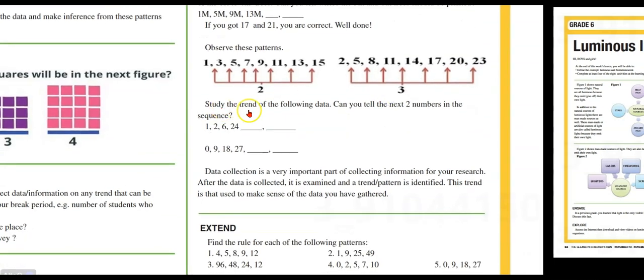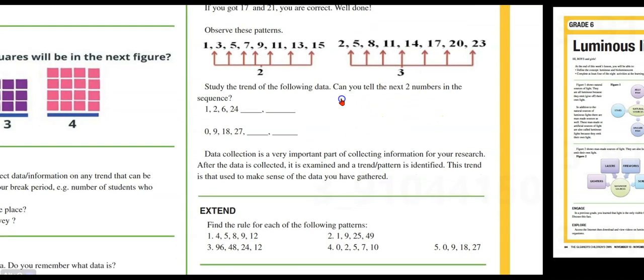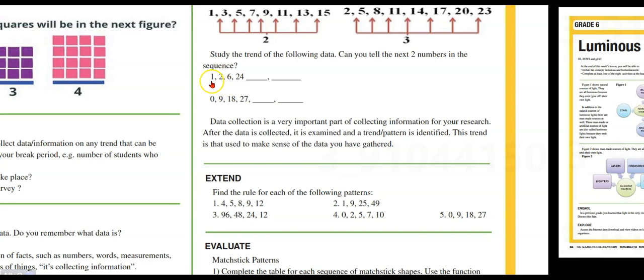Now study the trend of the following data. Can you tell the next 2 numbers in the sequence? So we have 1, 2, 6, and 24. What is happening here? 1, 2, 6, and 24.